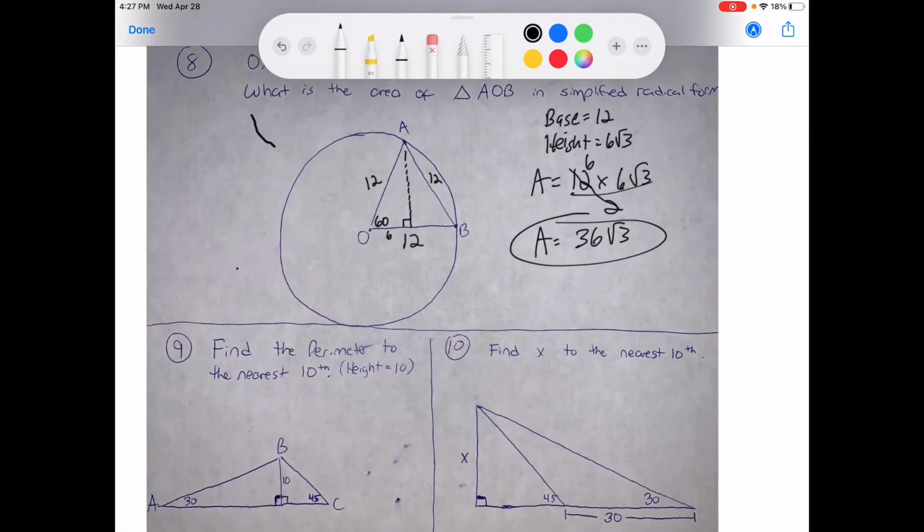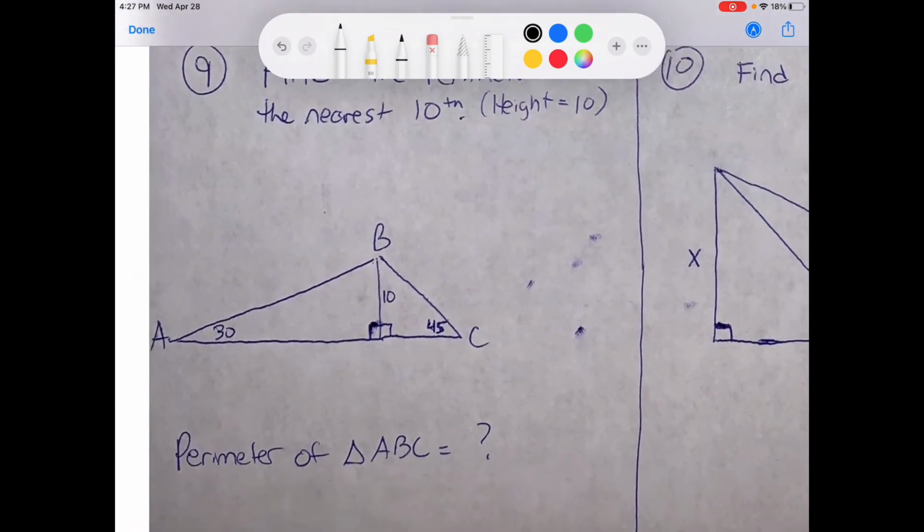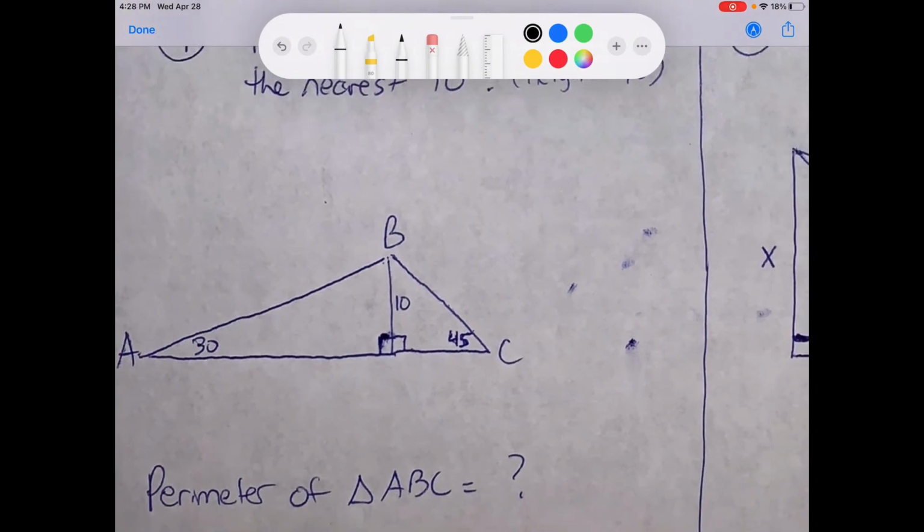All right, let's go down to number 10. Number 10, we've got to find the perimeter, our distance around, to the nearest tenth. What we need to do first is label our sides. We've got a 30, 60, 90 on the left where the short side is 10. So the hypotenuse is double that, and the other side is my short side times root 3.